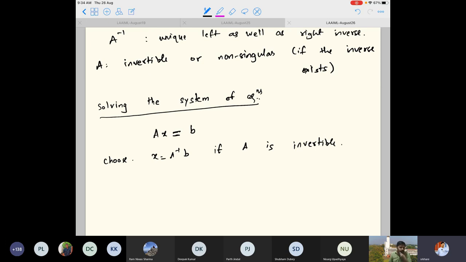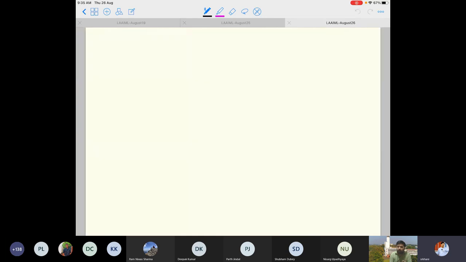Is that okay? Do you understand this? Any doubt? Then we'll quickly show something which is even further interesting. Okay, so we have defined the inverse and we have done this.